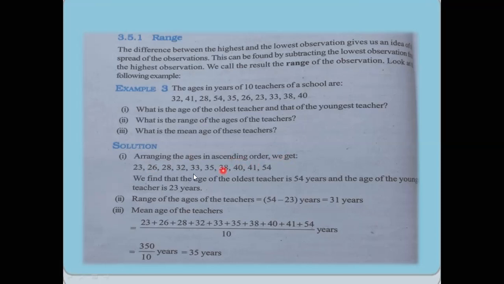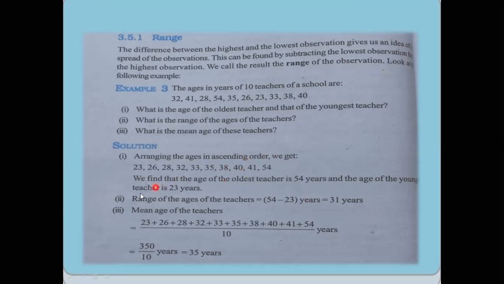Arranging the ages in ascending order, we get 23, 26, 28, 32, 33, 35, 38, 40, 41, 54. You know that ascending order means we write from small to big. In the same way, we have arranged these 10 teachers' ages in ascending order. So we find that the age of the oldest teacher is 54 years and the age of the youngest teacher is 23. Youngest is the smaller age and oldest is the bigger age.